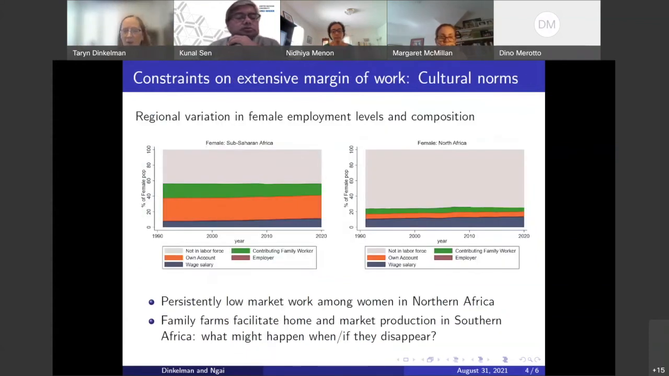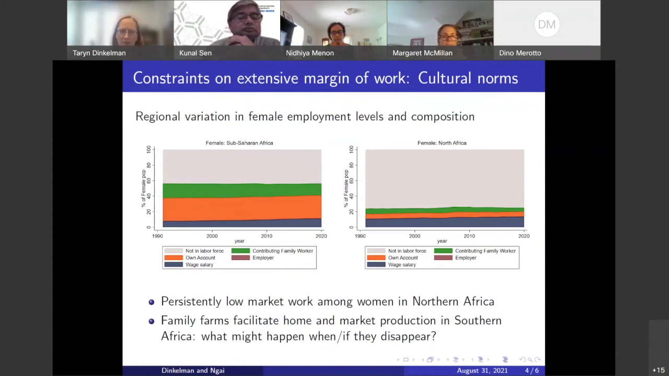So on the extensive margin of work, one of the things we highlight in the paper is the role of cultural norms that vary across parts of Africa and that are likely to be very important as a constraint on moving time from home into the market. What I've shown you here is, for sub-Saharan Africa on the left and North African countries on the right, the distribution of women across different labor market states. And I have to apologize, I missed the session earlier in the conference, the ILO session on measuring employment.